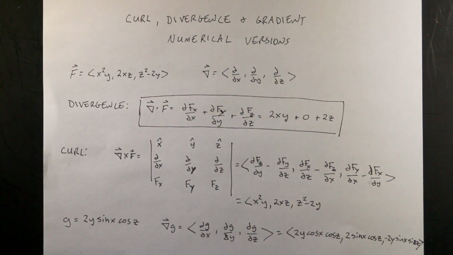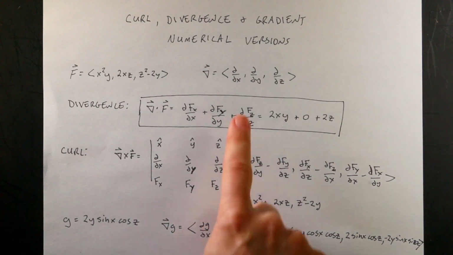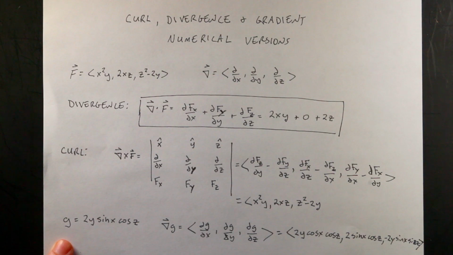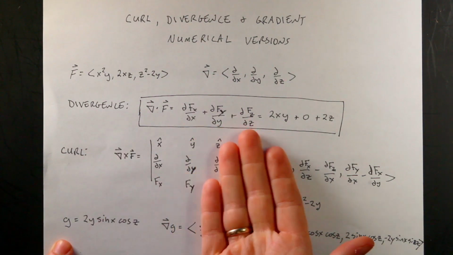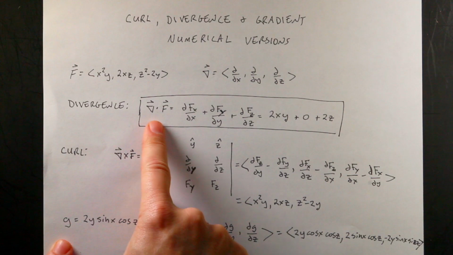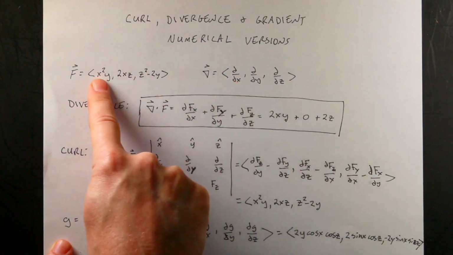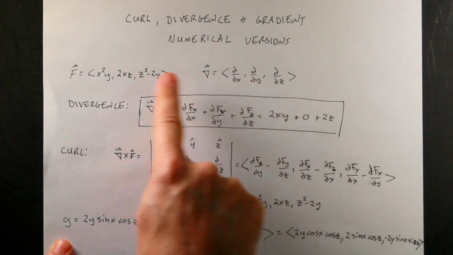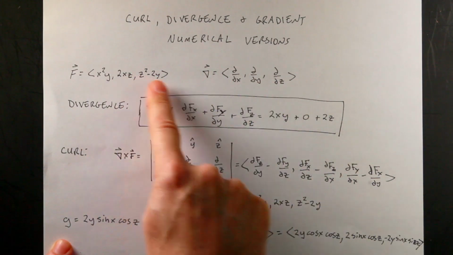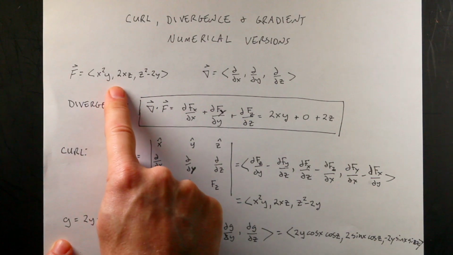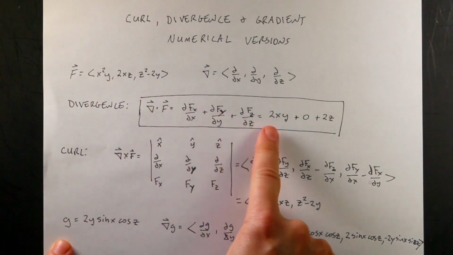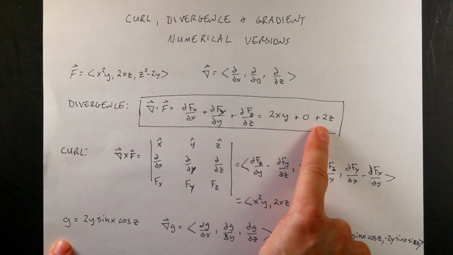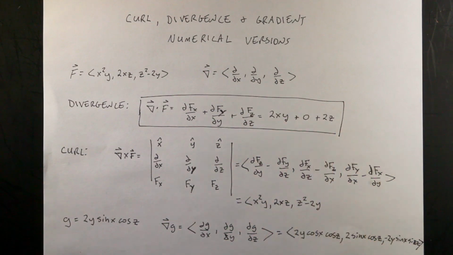Okay, so now with that we have the divergence. The divergence is really just the dot product between these two. So if I take del dot f, that gives me the divergence. And it gives me a scalar function, just like the dot product does. So if I do that in this case, I operate the partial with respect to x on the x component, the partial with respect to y on the y component, the partial with respect to z on the z component. For this particular function, I get 2xy, there's no y in the y component so the partial with respect to y is 0, and then plus 2z, so 2xy plus 2z.